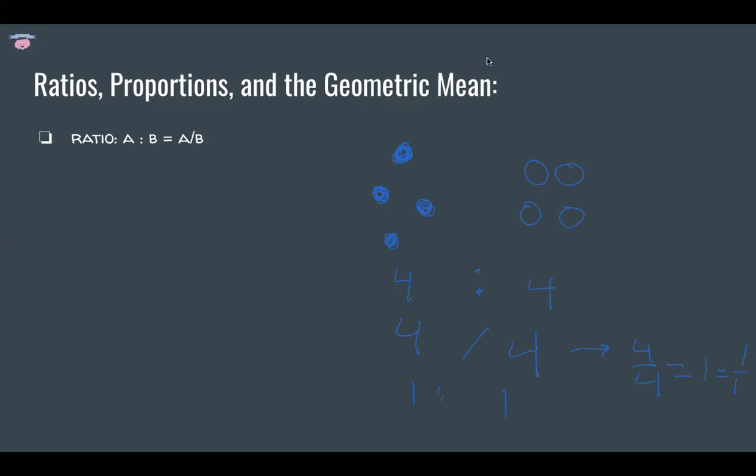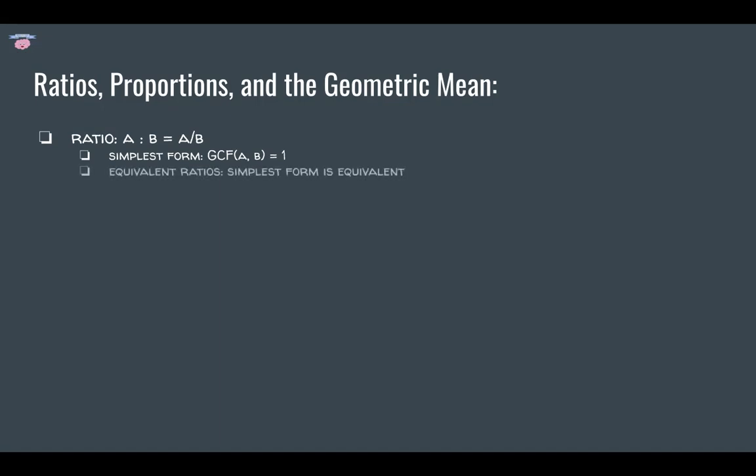Let me show you another example, except this time it's a bit more complicated. Only a bit. This time it's 4 to 3. Just ignore everything on the bottom. This is a new example, 4 to 3. And this you cannot simplify, but you can write it as a fraction, 4 divided by 3. The simplest form, like I said, means the greatest common factor has to be 1, so you can't factor anything out. Equivalent ratios means the simplest form is equivalent.